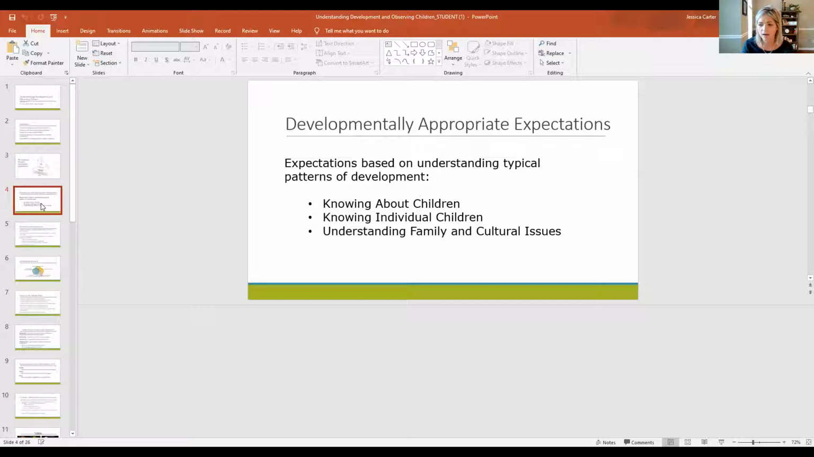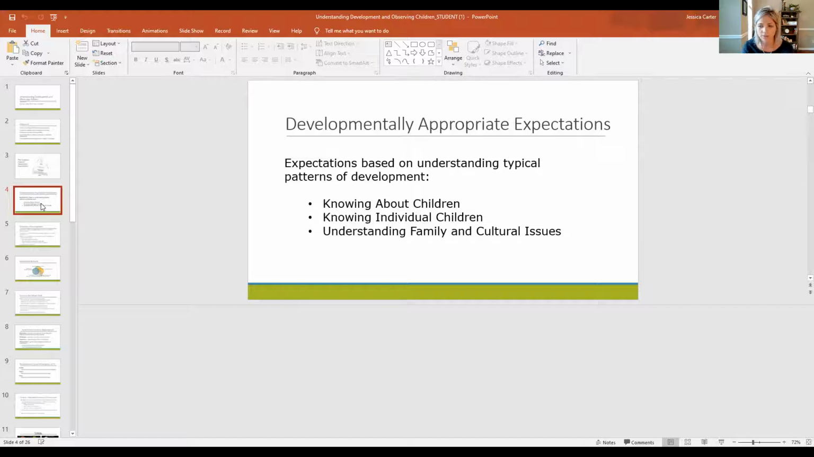This idea of developmentally appropriate expectations: we need to understand typical patterns of development, because that's the first step in understanding what developmentally appropriate expectations are. And that helps guide our approach towards child guidance. So again, developmentally appropriate practice or expectations are based on knowing typical patterns of development.